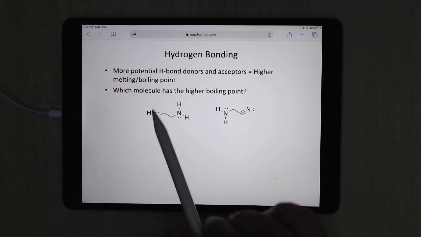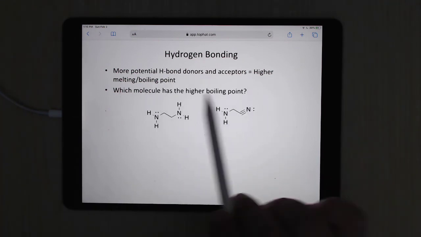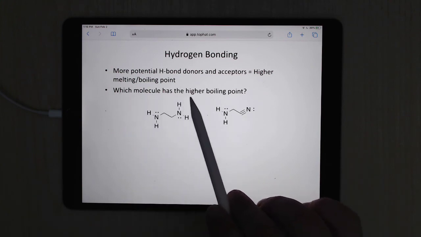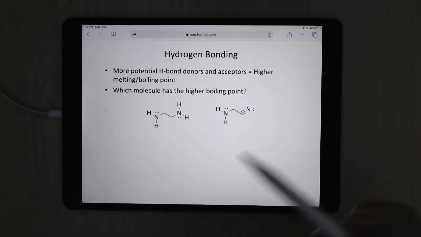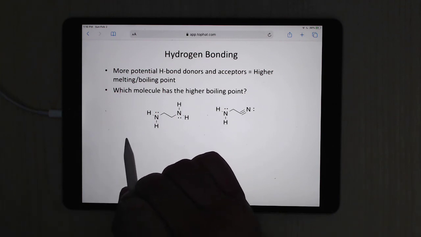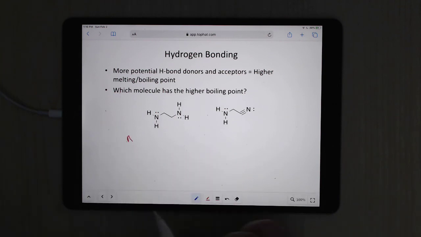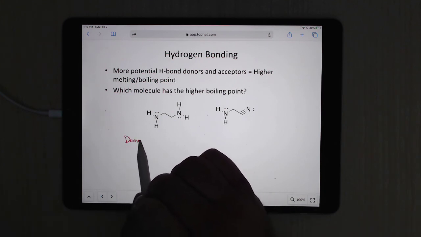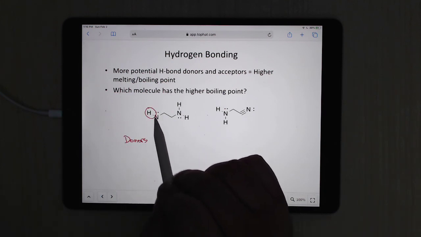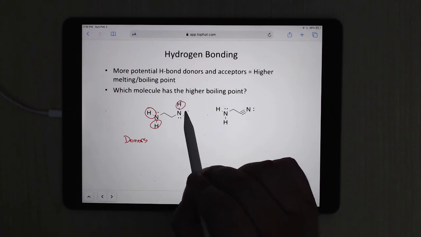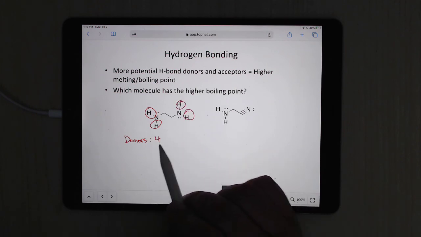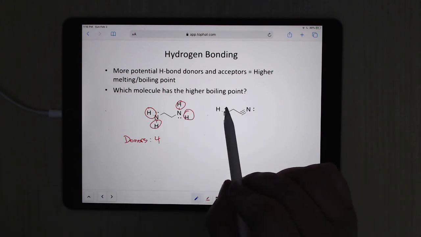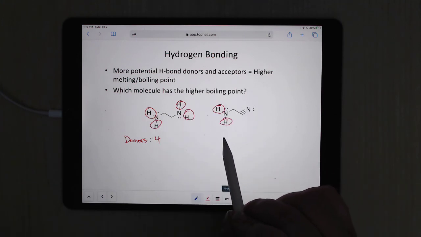Okay, and so the more hydrogen donors and acceptors, typically the higher the melting and boiling point. So if you're looking at hydrogen bonding and melting point, you just add them up. Let's do donors first. How many hydrogens are not on a carbon? 1, 2, 3, 4. On this one, we only have 2.